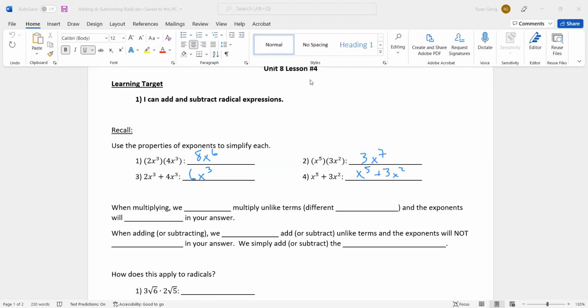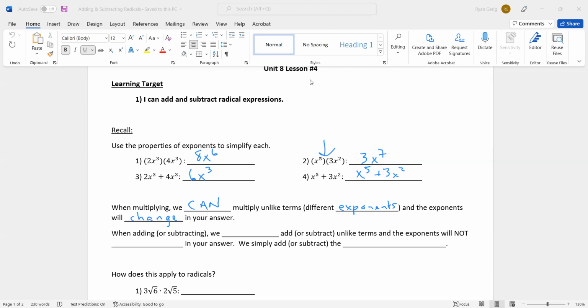Okay. What did I just show you there? Why did I show you that? When multiplying, which was numbers 1 and 2, we can multiply unlike terms. Unlike terms is like number 2. We could multiply those together. They had different exponents. That's what made them unlike terms. And the exponents will change in your answer. Right? So they were 5 and 2 and it changed to 7. Number 1, we multiplied 3 and 3 and it became 6.